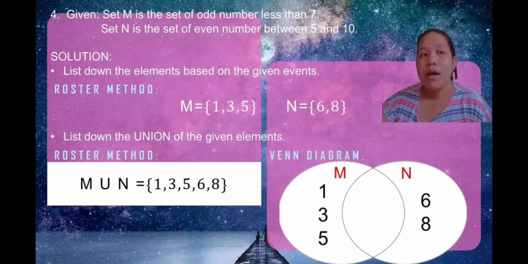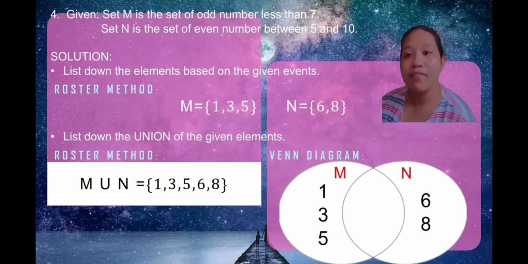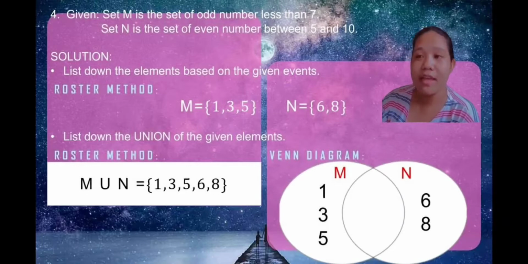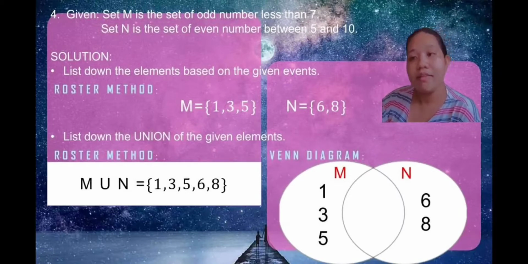So, kabaliktaran ng odd, even naman. So, by 2s. Ano ba yung mga number between 5 and 10 na divisible by 2? So, ang number na makikita natin between 5 and 10 na divisible by 2 are 6 and 8. So, ang gagawin na natin, ililist down na natin yung union of the given elements.